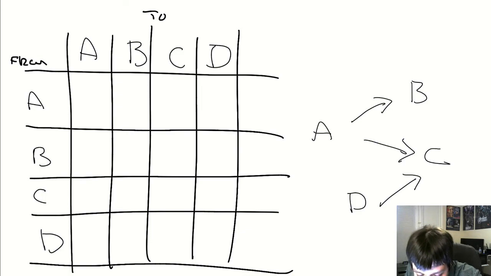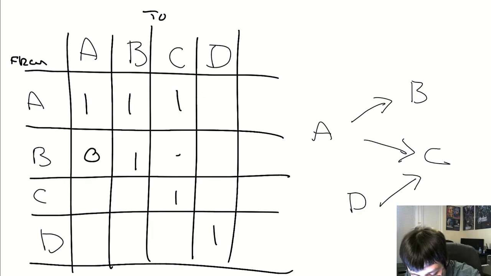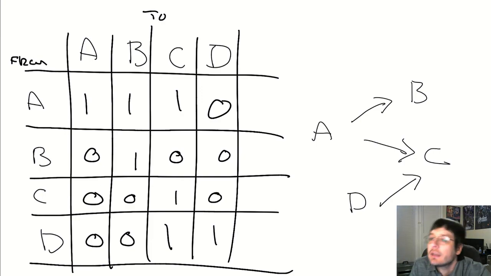There we go. So A is going to B and is going to C, and we also got D going to C. Well, here let's do the reflection. So 1, 1, 1, 1. And then B has nothing going out, so all zeros. C has nothing coming out, so all zeros. And D has 1 going to C, and then the other 2 are zeros, okay? So that is our adjacency matrix, okay?